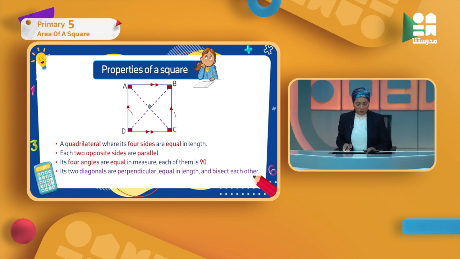Okay? So I need to know these 3 characteristics very well. The diagonals of a square are perpendicular, equal in length, and bisect each other. Area of the square. Now let's move to the rule.